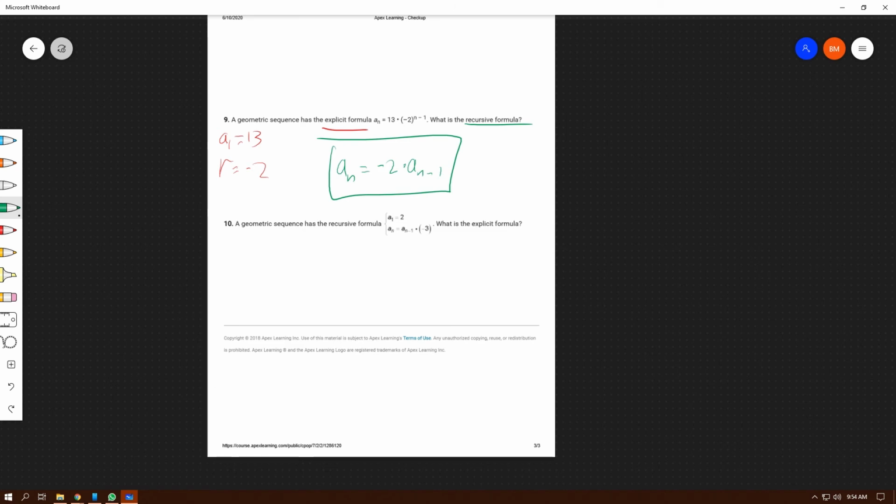Now, question 10 goes the opposite. It gives me the recursive formula, which tells me the common ratio. And they want to tell me what the explicit formula is. Well, the explicit formula needs the first term and common ratio. So I can get the common ratio from the recursive formula, but they would have to tell me what the first term of the sequence is. And they do. The first term is 2, so I can use that information. And then the recursive formula tells me that the common ratio is -3. Is it negative, so I use parentheses. Trying to follow good habits.